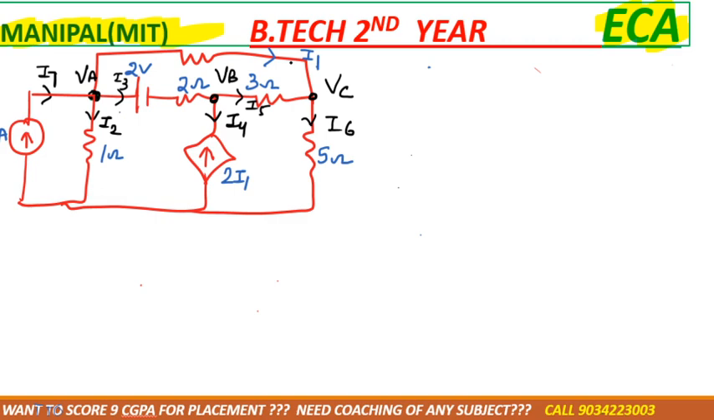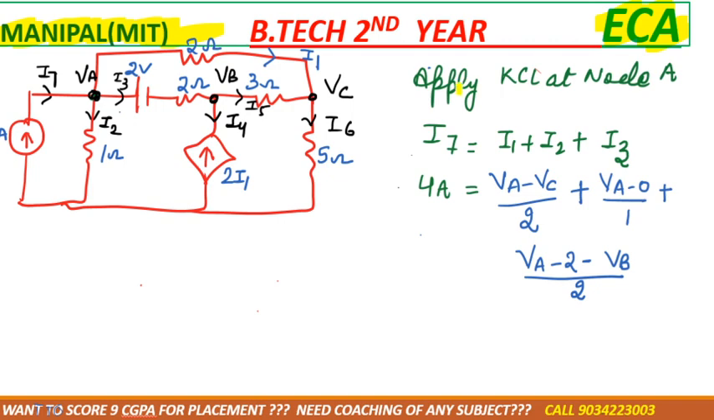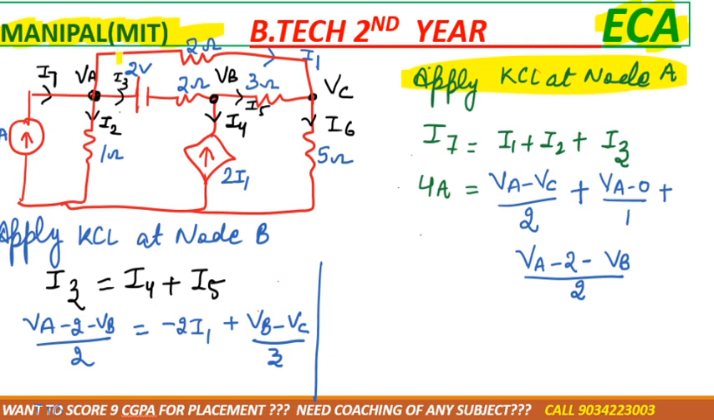That resistance value is 2 ohm. This one is also 2 ohm. Now you have to apply KCL at node A. Tell me which one is the incoming current and which one is the outgoing current. So this is the KCL equation at node A, right? Now you need to tell me the KCL equation at node B. Write it down. So this is the KCL equation at node B. Now you need to tell me KCL at node C.